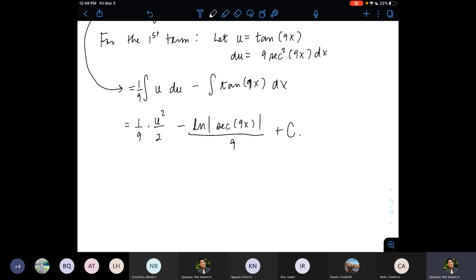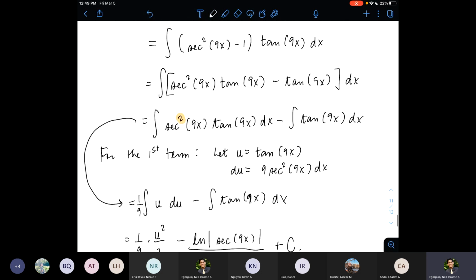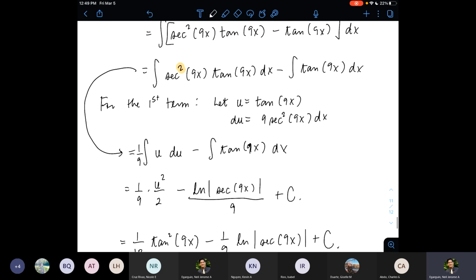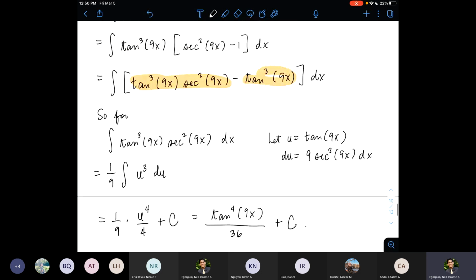Okay, and then I'll revert to the original variables. So I'll have 1/18 times u squared. So that's tangent squared 9x minus 1/9 ln of the absolute value of secant 9x plus the arbitrary constant c. But this is just for tangent cubed 9x. So therefore, finally, we get the integral for tangent to the 5th 9x dx to be equal to, let's combine the things that we have seen earlier.